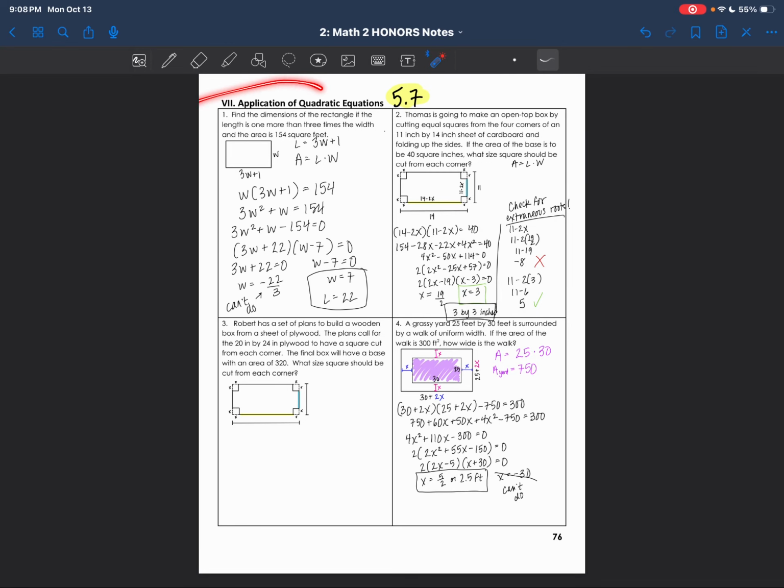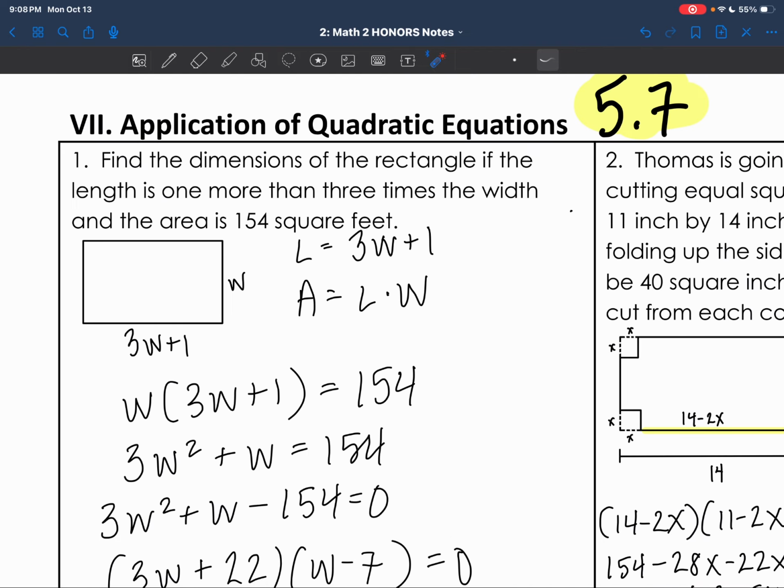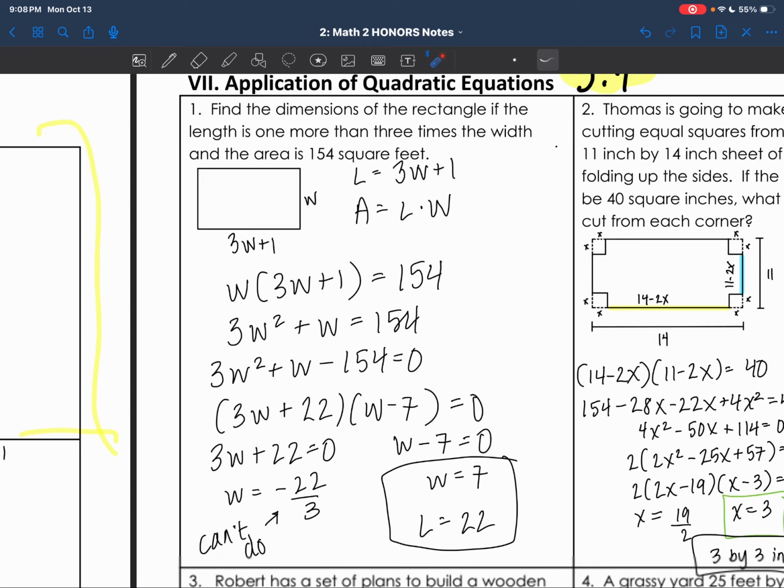Alright, today we're going to talk about our application of quadratic equations. So with most word problems, the hardest part is just figuring out what it's asking for you to do. I like to draw diagrams or pictures if possible, and then make sure you're answering the question that's being asked. So I usually read the problems a few times just to make sure I'm understanding what we're supposed to do.